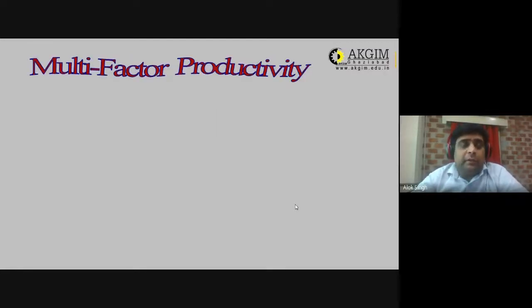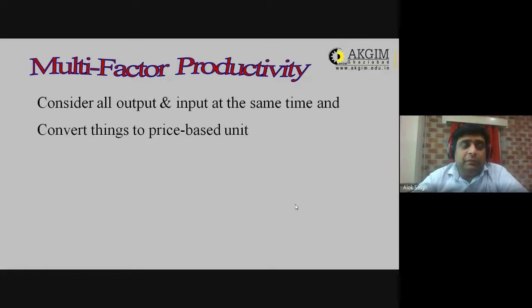Now another is multi-factor productivity. What is multi-factor? It means when you are considering more than one factor. Like as a production engineer, you are going to adopt labor productivity, machine productivity, and material productivity. And as an owner of an organization, you will consider all the factors of productivity. That is what multi-factor productivity means. You will consider all output and input at the same time and convert things to a price-based unit.